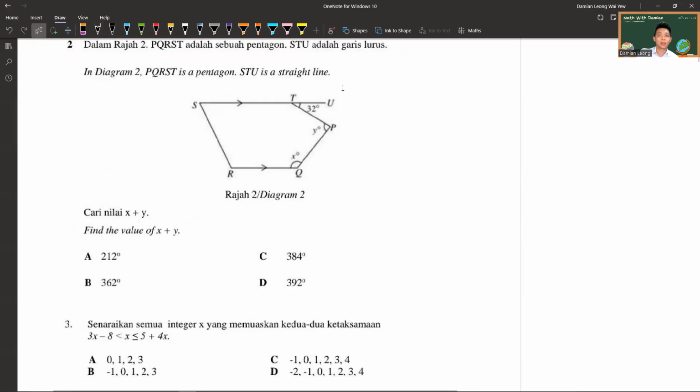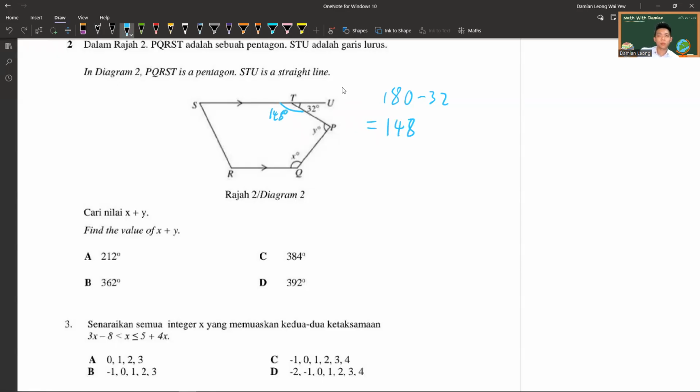STU is a straight line. Okay, this is a straight line, and then you can see here, these two are parallel lines. So I want to find x plus y. If I know here is 32, basically I know here as well. So this would be 180 minus 32, which is 148. So here is 148 degrees.